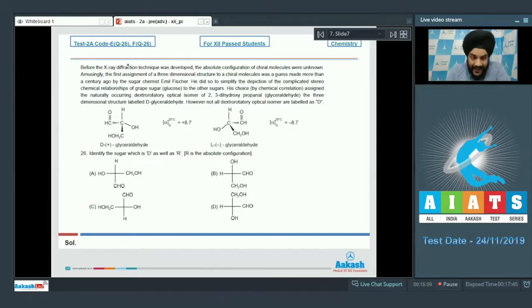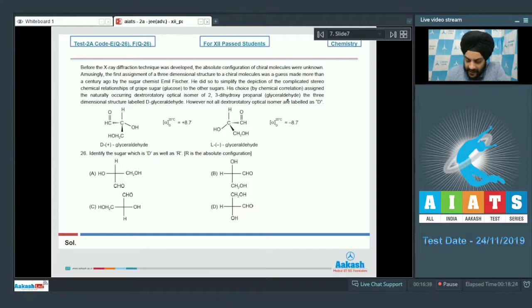It says, before the X-ray diffraction technique was developed, the absolute configuration of chiral molecules were unknown. Amusingly, the first assignment of a 3-dimensional structure to a chiral molecule was a guess made more than a century ago by the sugar chemist Emil Fischer. He did so to simplify the depiction of the complicated stereochemical relationships of grape sugar, which is also glucose, to the other sugars.